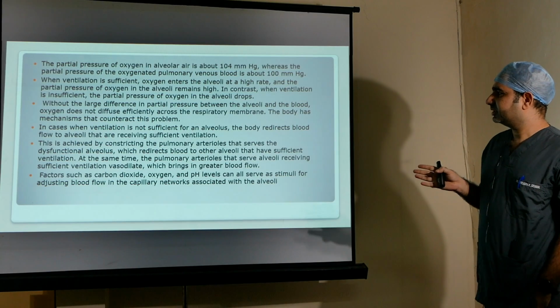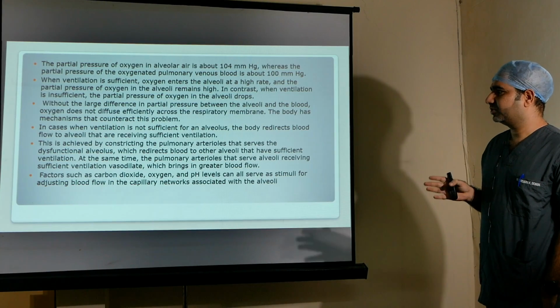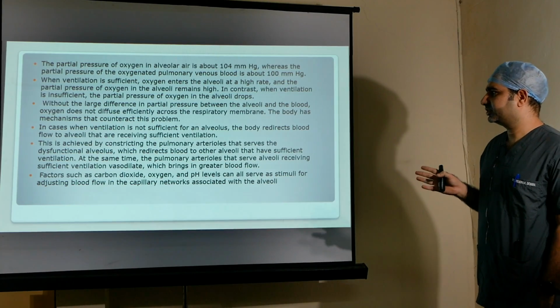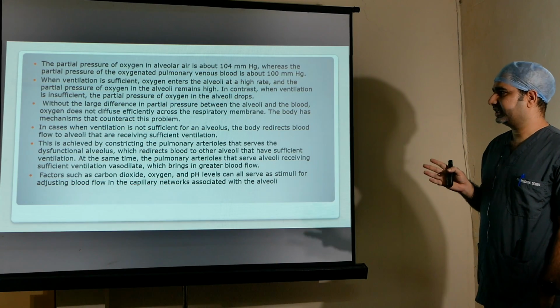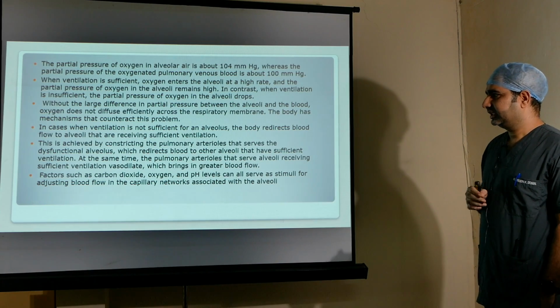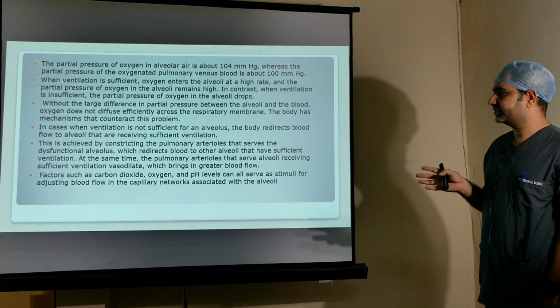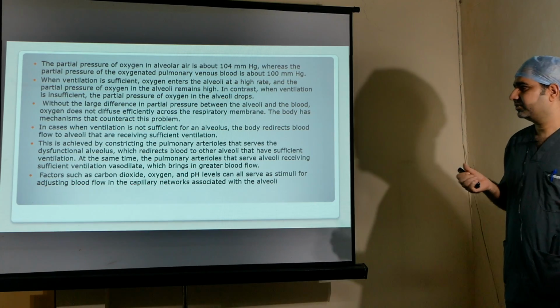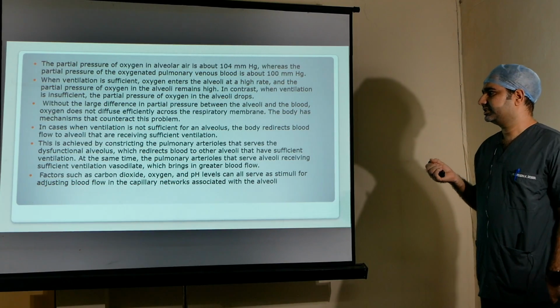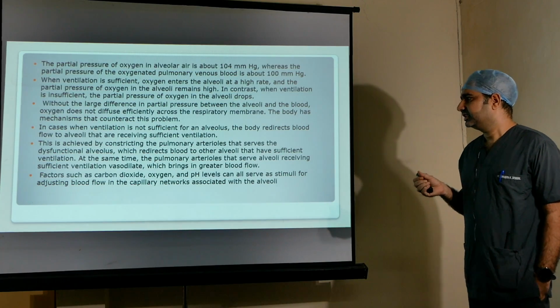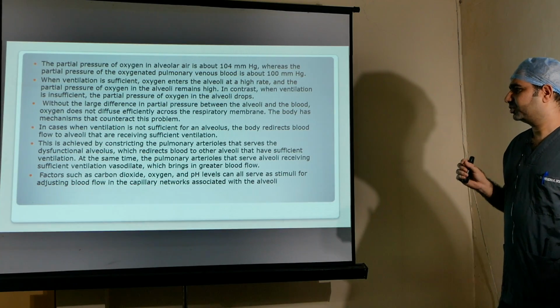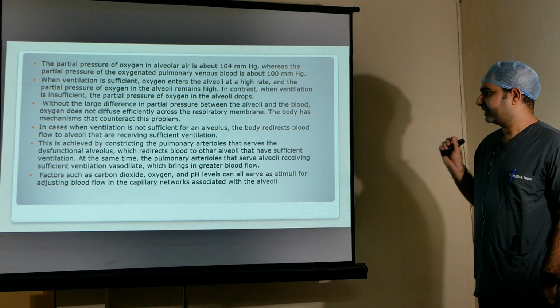Without the large difference in the partial pressure between the alveoli and the blood, oxygen does not diffuse efficiently across the respiratory membrane. The body has mechanisms that counteract this problem. In cases where ventilation is not sufficient for an alveolus, the body redirects blood flow to the alveoli that are receiving sufficient ventilation. This phenomenon is also called hypoxic pulmonary vasoconstriction.